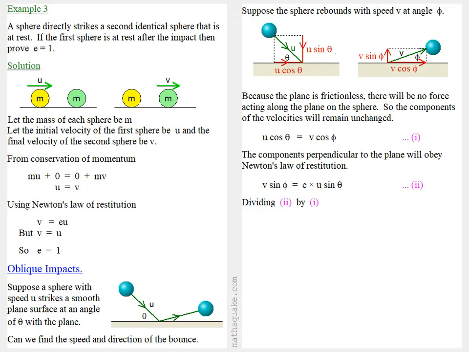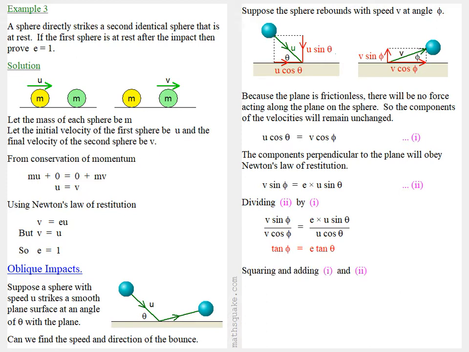Now if we divide equation 2 by equation 1, we get v sin phi over v cos phi equals e times u sin theta over u cos theta. Well, the v's cancel and the u's cancel, and sine over cosine is tangent, so we have tan phi equals e tan theta, and so that gives us the angle phi.